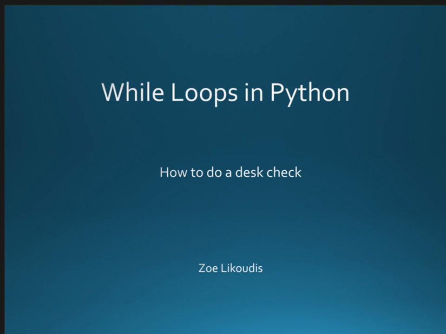Hi everyone. Today we're going to go through an example of a while loop in Python, and we're also going to perform a desk check. Okay, what is a desk check? A desk check is a method which helps you test your code to see if it's functioning properly by listing and marking and updating all the values stored in the variables.